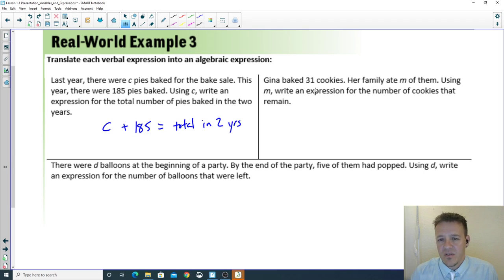Just don't write it. So Gina baked 31 cookies. Her family ate M, so she baked 31. She has a beautiful family here. They ate M. So usually when you eat something, they're going away. So make sure you guys know, use an expression for the number of cookies that remain. Okay, so this would be 31 minus M equals number of remaining cookies, right?